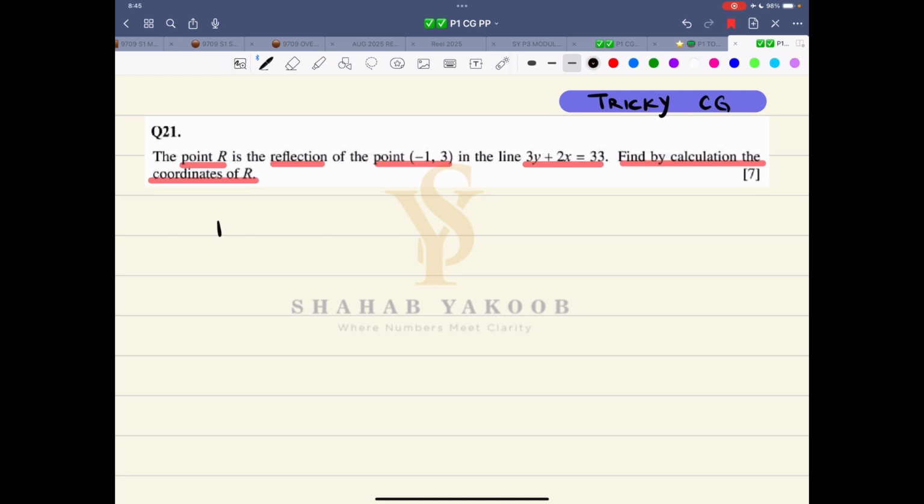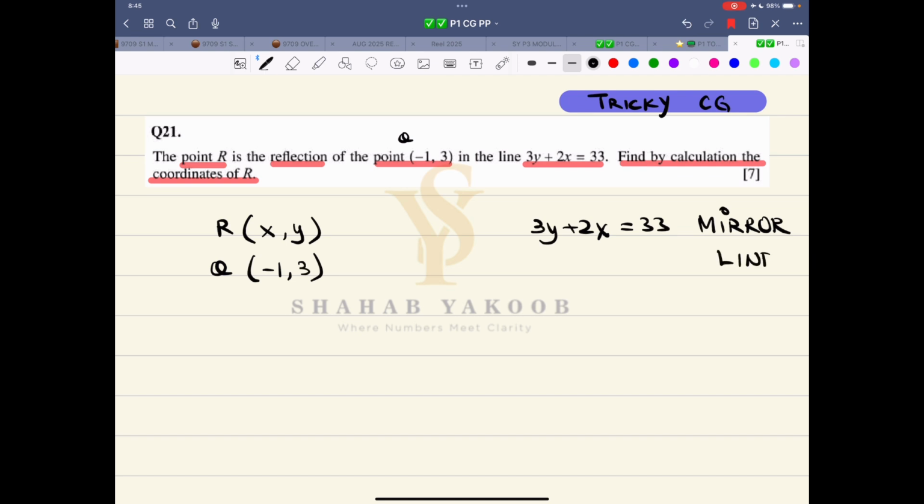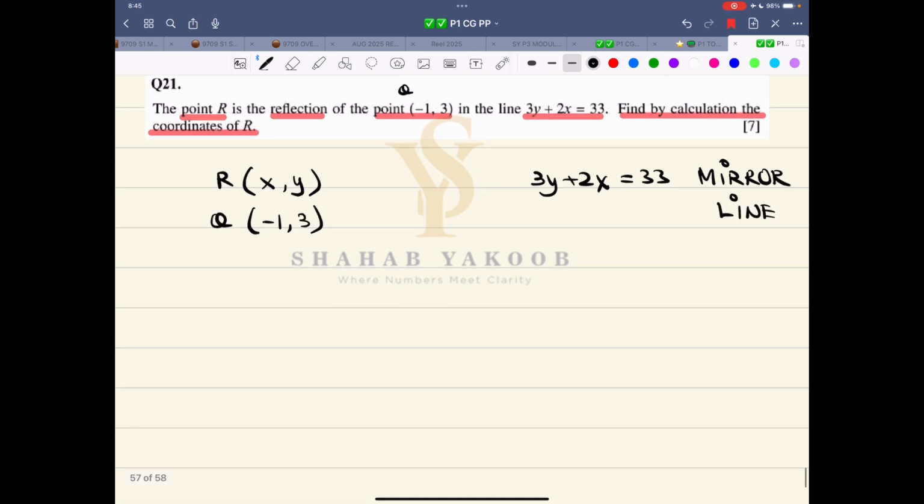Now, first of all, let me write R as (x, y). Let me label this point as, let's call it Q. Q as (negative 1, 3). The line is over here. 3y plus 2x is 33. Let me call this the mirror line. All good? So now let me draw this line first.